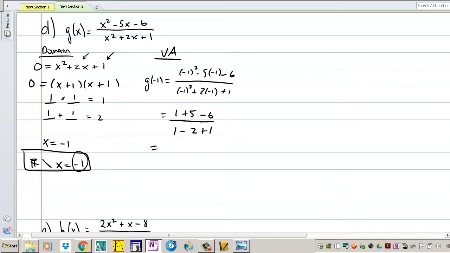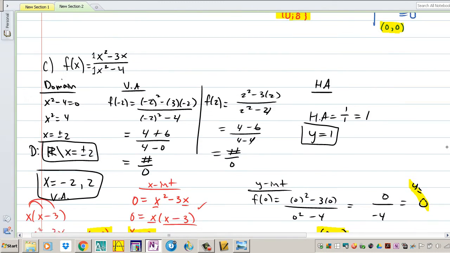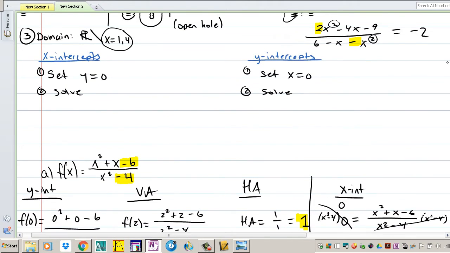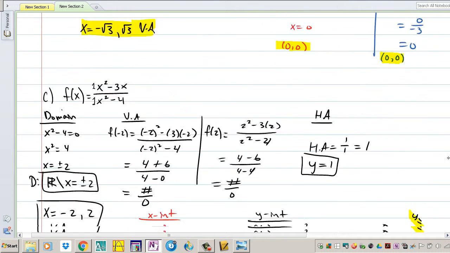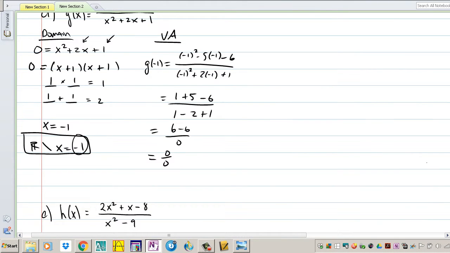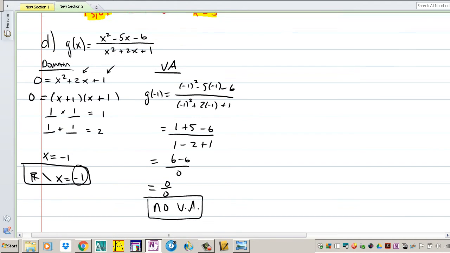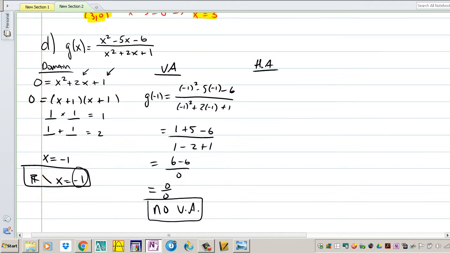And if I add them all, it's going to be 6 minus 6 over 0, which is 0 over 0. And according to our notes, 0 over 0 is a point discontinuity, not a vertical asymptote. So what does this mean? This means that you have no vertical asymptotes here because you have no other numbers to check. No vertical asymptotes. Now let's do horizontal asymptotes. This should be easy.